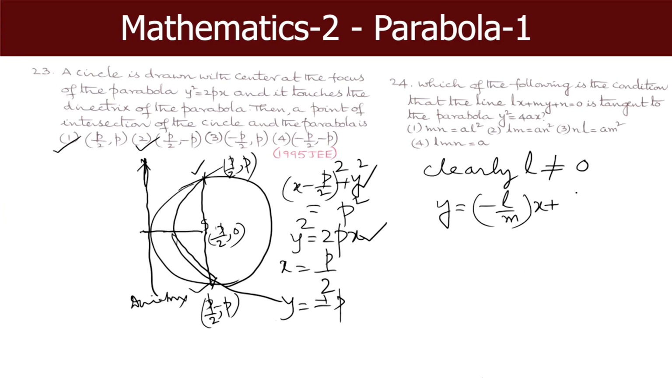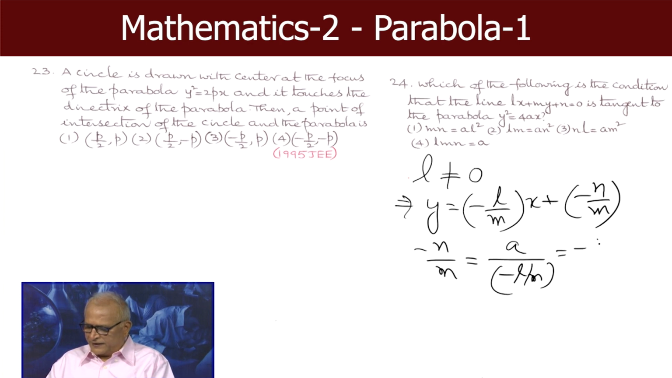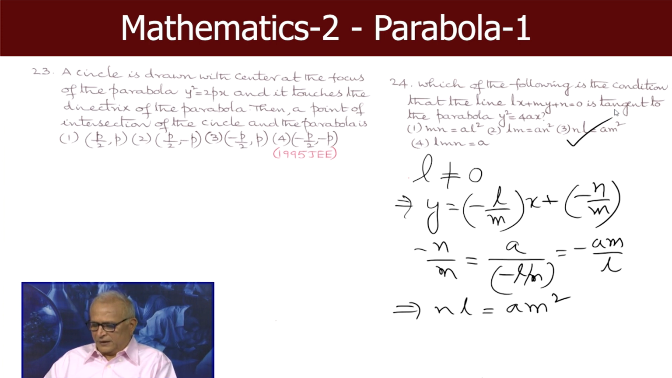Then the equation can be written as y equal to minus L by m into x plus minus n by m. This is a tangent to the parabola if minus n by m equal to c equal to a by M, where M is minus L by m. That is equal to minus am by L. All this means NL equal to am square. NL equal to am square is the third condition. Okay, NL equal to am square is the condition for tangency.